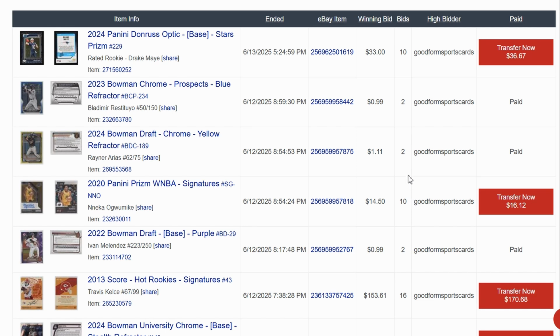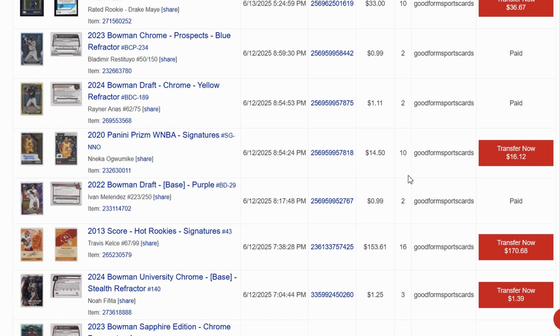And a couple that we'll want to make note of is, first here we want to look at this Travis Kelce here. The winning bid $153.61, but over $170 to pay for it. So that's a $17 bump in fees. And that's a notable amount, because I'll show you when we get to eBay why it might be best to pay there.